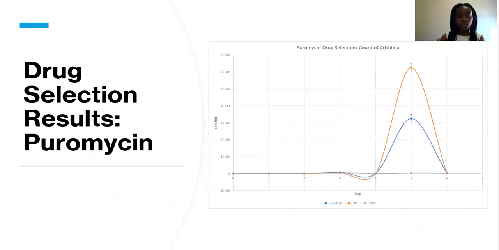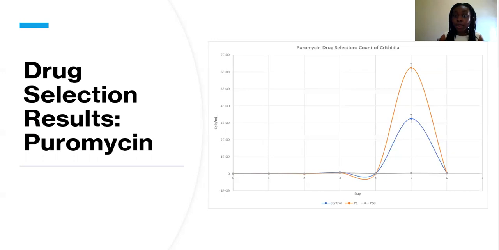These are the results from our drug selection counts of Crithidia over 7 days, and this is all for puromycin. The blue line on this graph represents our control. This is our group with no addition of drugs. The orange line on this graph is our P1 group, or our 1 microgram per milliliter concentration of puromycin. And the gray line represents our P50, or our 50 micrograms per milliliter of puromycin.